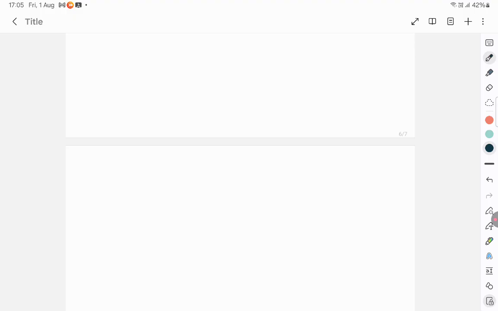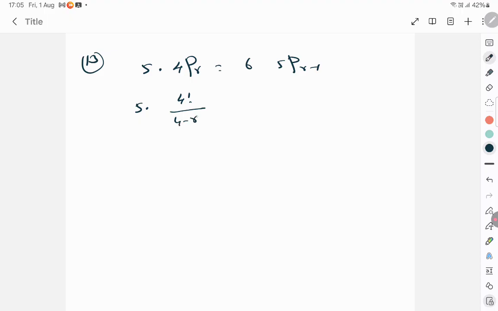So the next question is find the value of r. So let's go to example 13. They are asking: find the value of r if 5 into 4Pr is equal to 6 into 5P(r minus 1). 5 into 4 factorial by 4 minus r factorial is equal to 6 into 5 factorial by 5 minus r plus 1 factorial, because when you subtract it will become plus 1, no? n minus r. So then they've given like this. I see the 4 factorial and the 5 factorial. I'll write 5 factorial as 5 into 4 factorial, where 4 factorial can be cancelled.